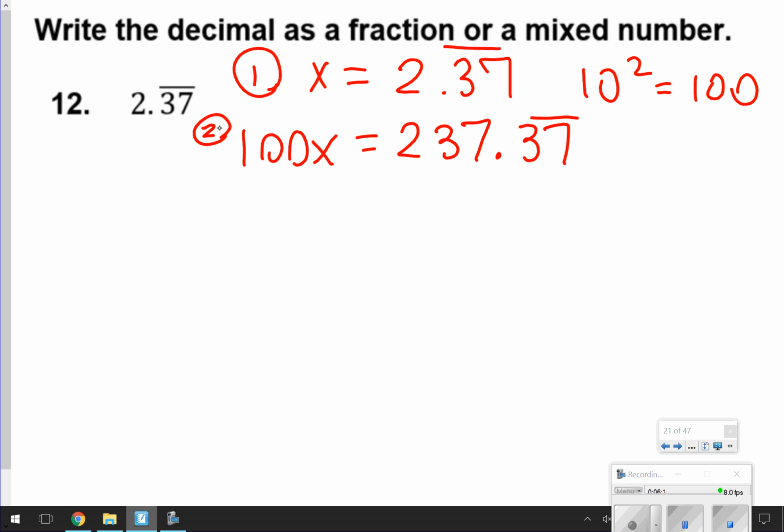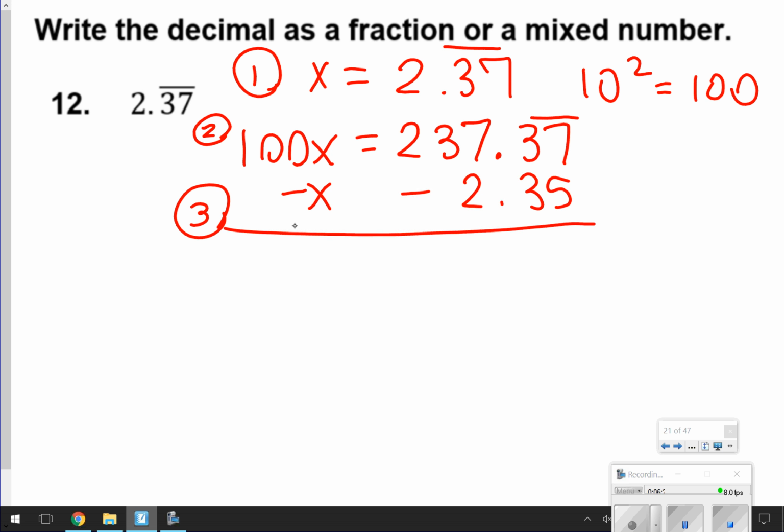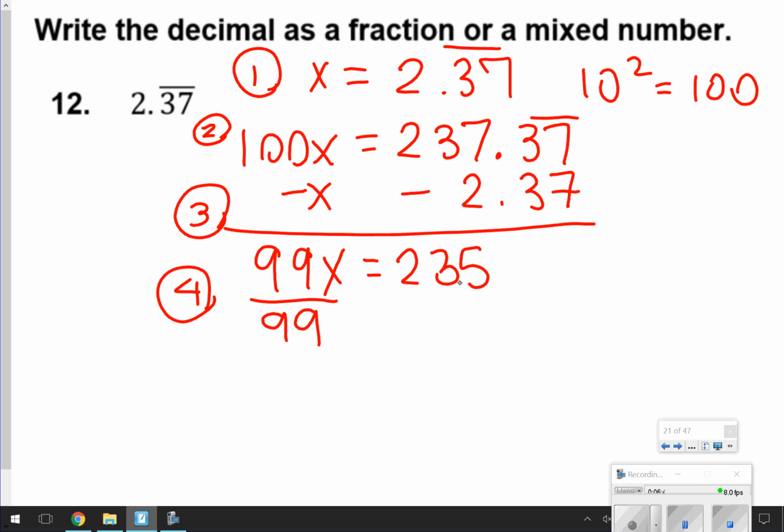So that was step 2. Step 3 is subtracting the original equation from the problem. Minus x on the left side, minus 2.37 on the right. Left side, I get 99x. Gosh, I gotta rewrite that 7. Sorry guys. 99x on the left side. 237.37, I'm going to subtract those. These 37s on the end cancel out. So all I'm going to have left is basically 237 minus 2, which is 235.